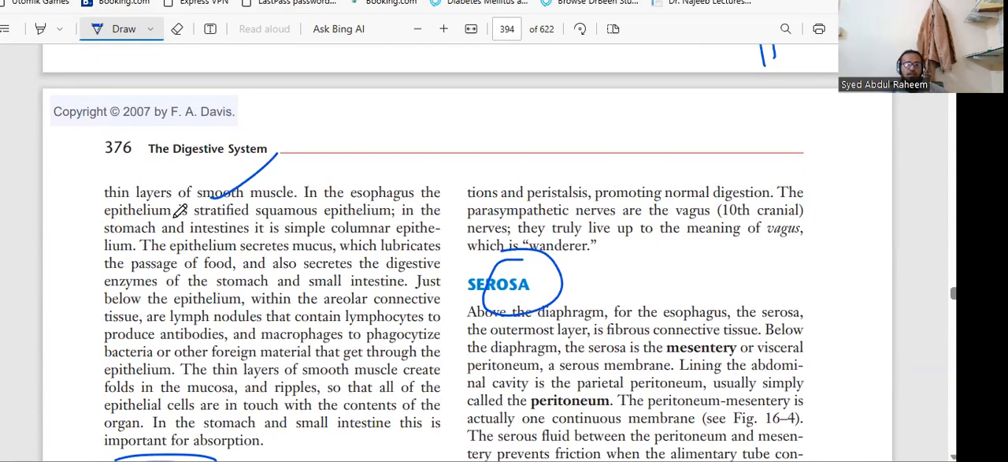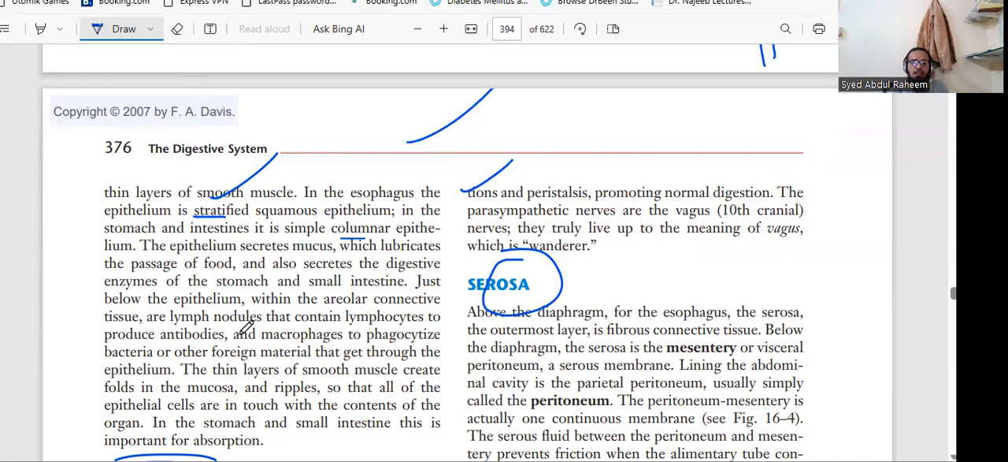In the esophagus, the epithelium is stratified squamous epithelium. In the stomach and intestine, it is simple columnar epithelium. The epithelium secretes mucus, which lubricates the passage of food. So here in the esophagus we have epithelium cells, and in the intestine also epithelium cells. In the esophagus it is stratified; here it is columnar, referring to the shape of the cells, column-like cells. So what does epithelium do? Wherever epithelium is there, remember that it will release mucus to make the substance lubricant, so the food passes easily.